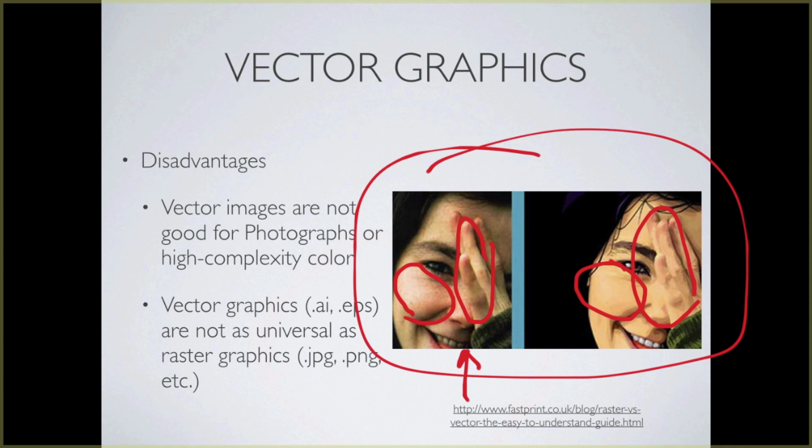Vector graphics are not as universal as raster graphics. It's pretty easy to open a JPEG. You open up a computer, and guess what? You could probably open a JPEG. A vector graphic file, an Illustrator or an EPS file, generally you need some kind of software to read it. And you have to have that software to be able to interact with the file.